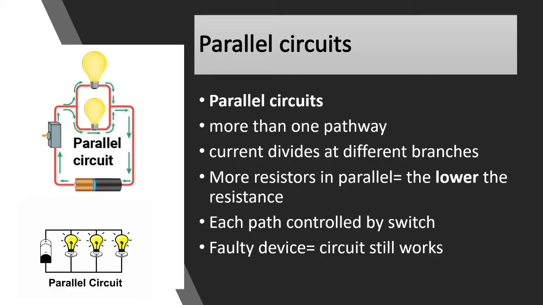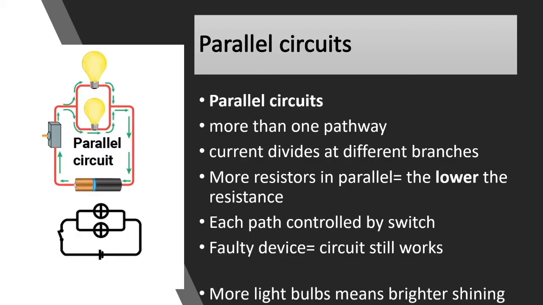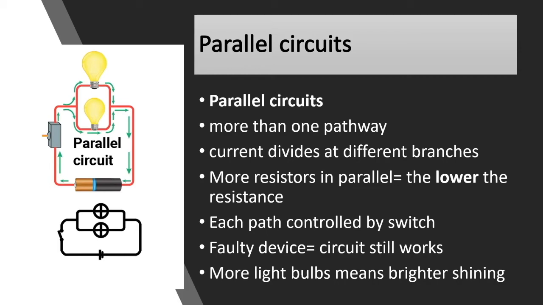An example where we can see a parallel circuit is usually in our houses. Our house works on a parallel circuit, as if we switch the lights off in one room, in another room we can switch the lights on, and there will be no effect on one another. So houses are an example of parallel circuits. And lastly, the more light bulbs we have in parallel, the brighter they will shine, due to them getting the current from each pathway.